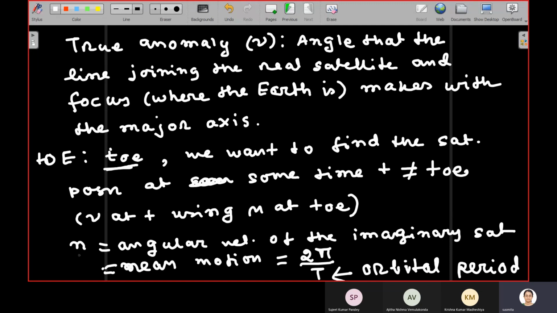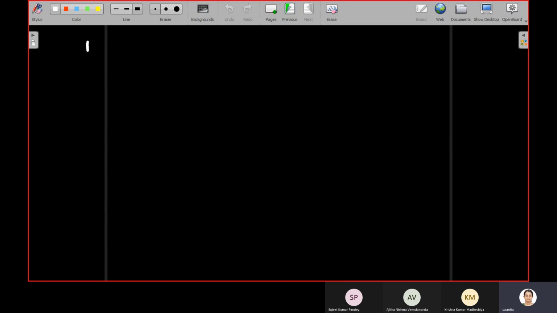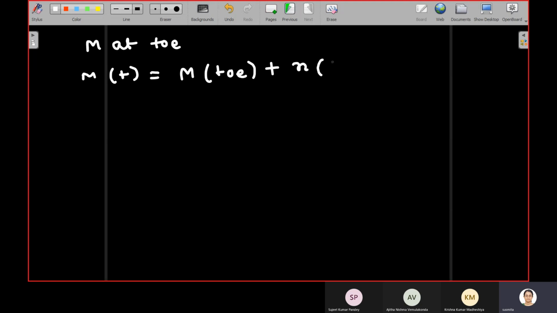So, given M at TOE, how can we find M at t? We just need to extrapolate it. So, M at TOE, and then how much the imaginary satellite has moved in the orbit over the time difference between t and TOE. For that we have to consider the angular velocity or the mean motion and multiply it with the time difference, so t minus TOE.